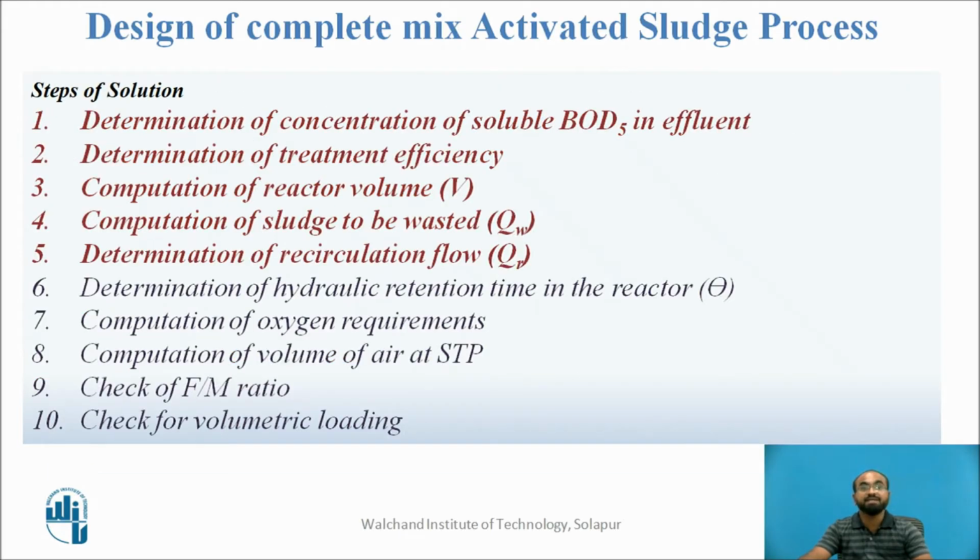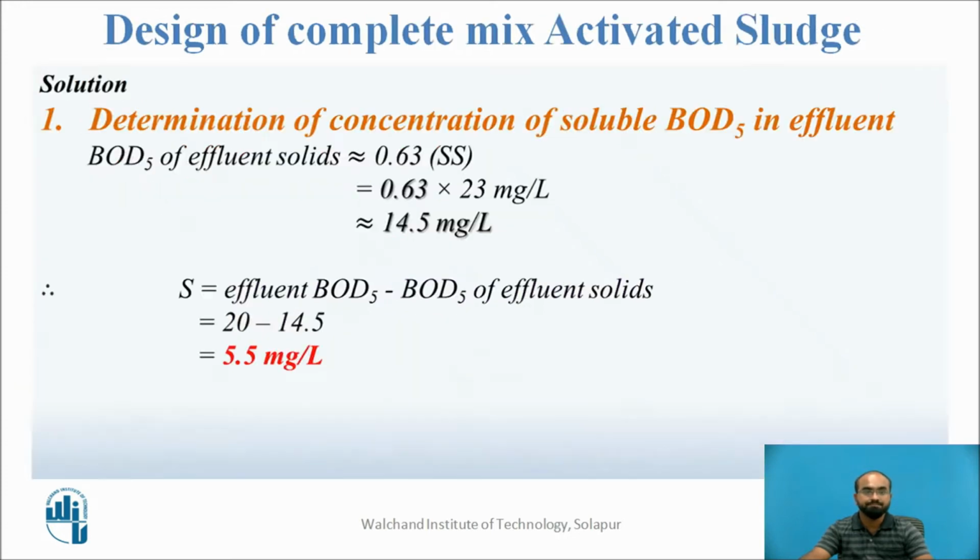So in the design there will be 10 steps. The first 5 steps we will be talking about in this video, and in the next video we will be discussing the next 5 steps. So the first is determination of concentration of soluble BOD5 in effluent. Basically, the BOD5 of effluent solids is generally 63% of the suspended solids, that is 0.63 multiplied by SS. So it will be 0.63 multiplied by 23 mg per liter, which is given to us. So it will come to about 14.5 mg per liter.